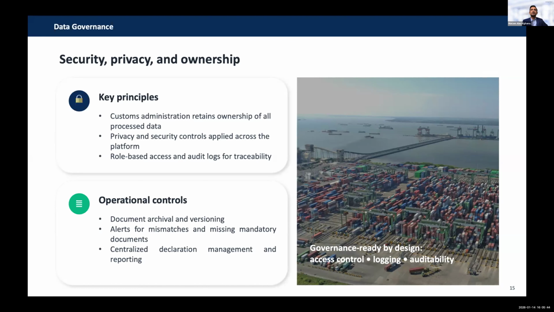For example, in customs administrations, the uploaded documents and the auto-generated customs declaration by the trader can be cross-checked by another process that is being done by the customs administration and by a centralized declaration management and reporting system.